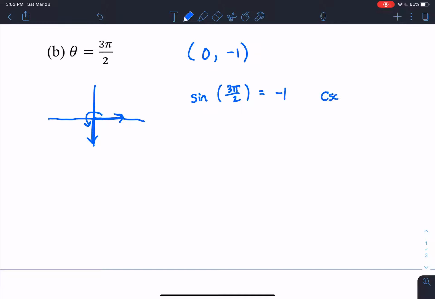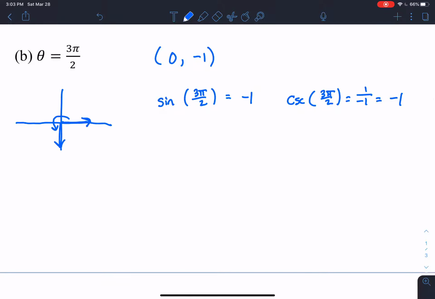And then cosecant, okay, that's 1 over the y term, which is also negative 1. So then you got cosine, which is the x term, which is 0. And then secant, which is 1 over the x term. That is going to be undefined, right? You can't divide by 0.